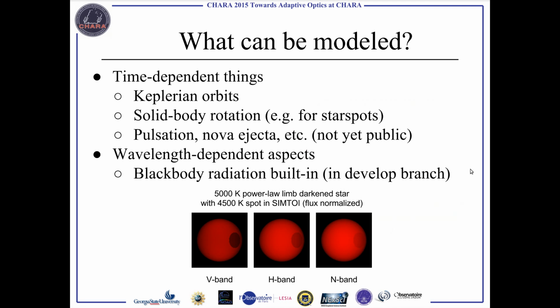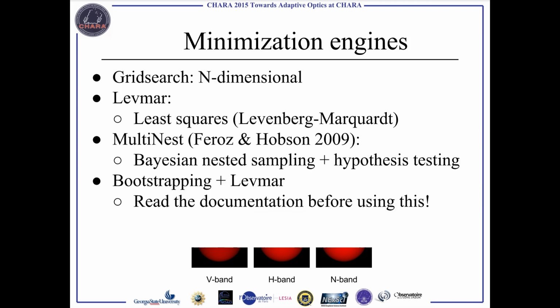You can also do time-dependent things like Keplerian orbits, solid body rotation, and in a yet unreleased version, I also have pulsation and support for nova ejecta. And there's also some really cool wavelength-dependent aspects that I built into SIMTOI in particular. At the bottom, you can see a picture of a 5,000 Kelvin star with power law limb darkening and a 4,500 Kelvin spot that's being rendered at either V-band, H-band, or N-band. And as you would expect, the spot actually becomes less contrasted compared to the surface as you move to the Rayleigh-Jeans portion of the blackbody radiation curve.